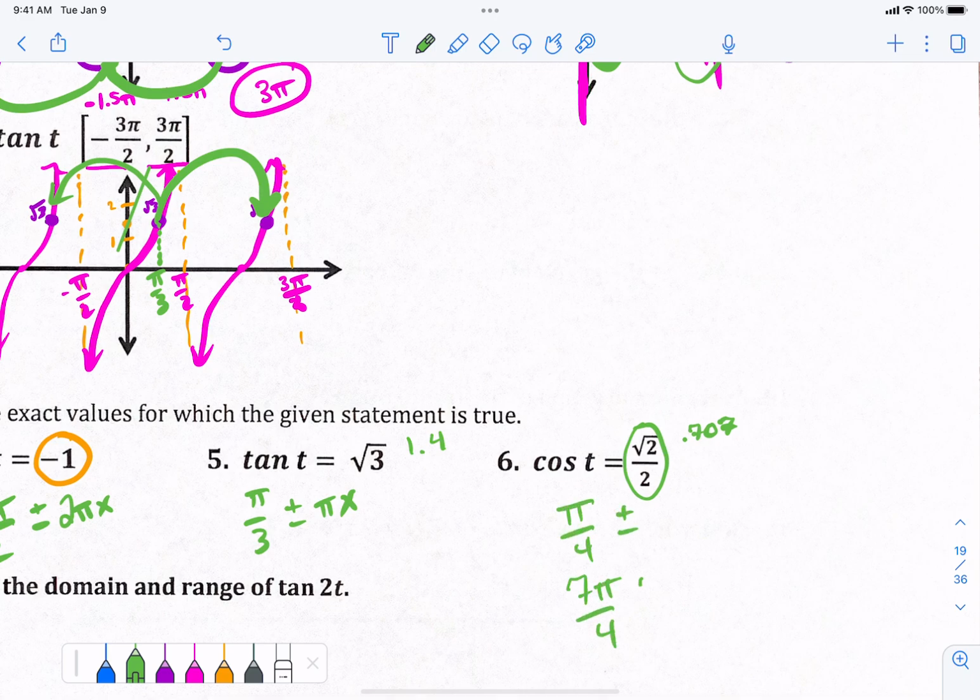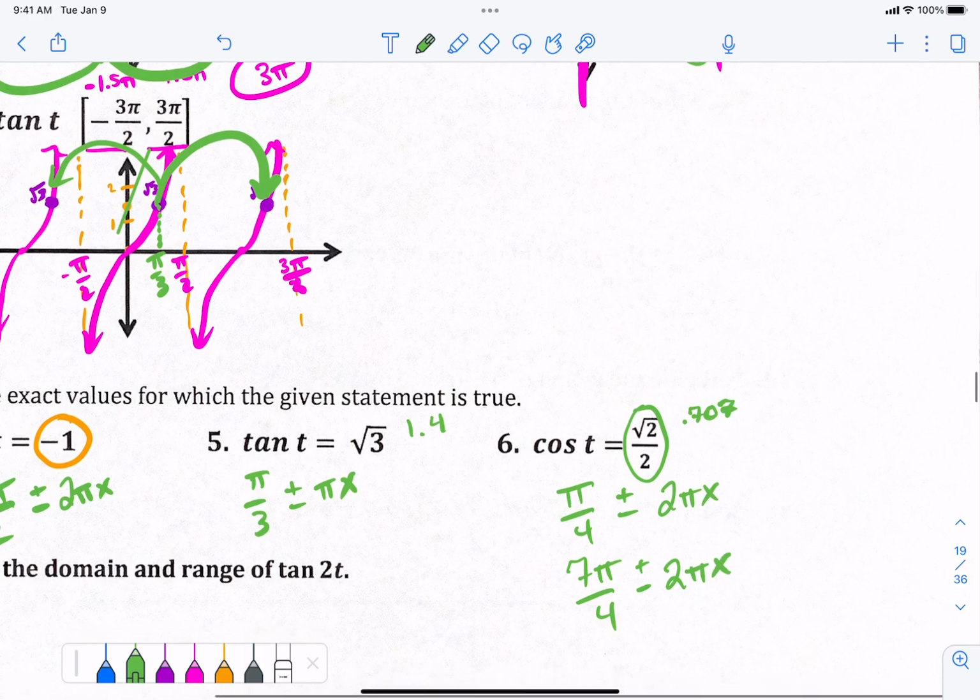But I do plus and minus how much? 2 pi k and 2 pi k, right? Because in that first little chunk, he's touching it twice, I have to list both of them.